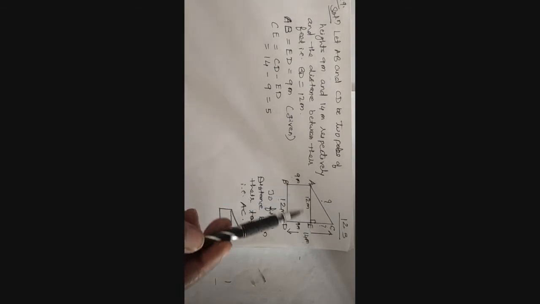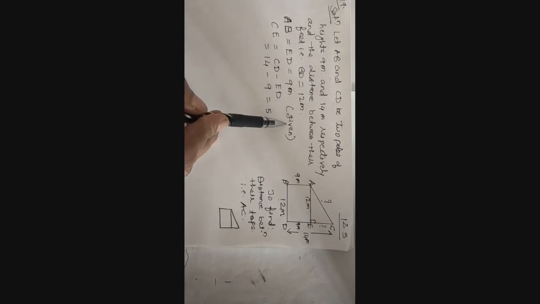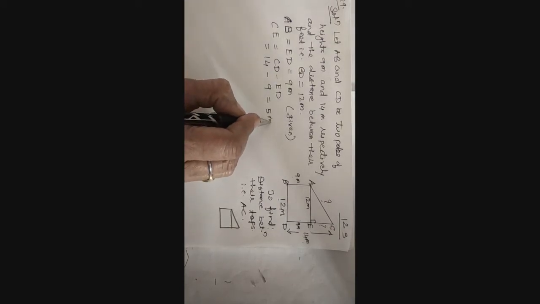Now see, if this AB is 9, what will ED be? 9. So let's write AB equal to ED equal to 9 meter. That is given. Now you have to find CE. So CE is equal to CD minus ED. So 14 minus 9 is equal to 5 meter.